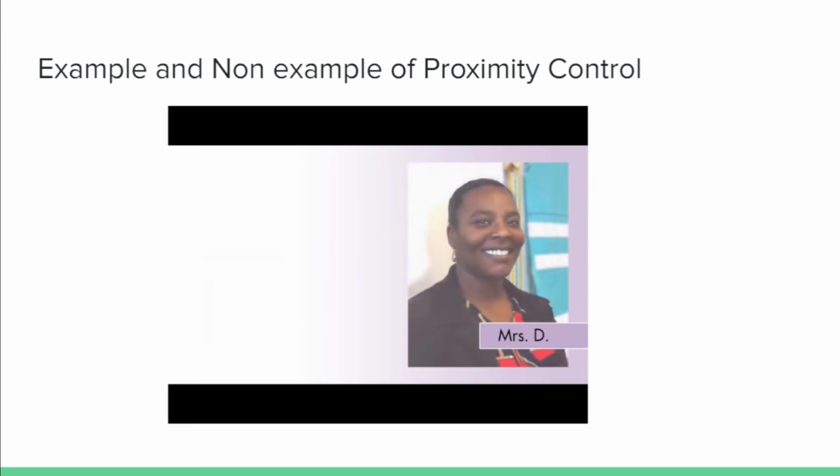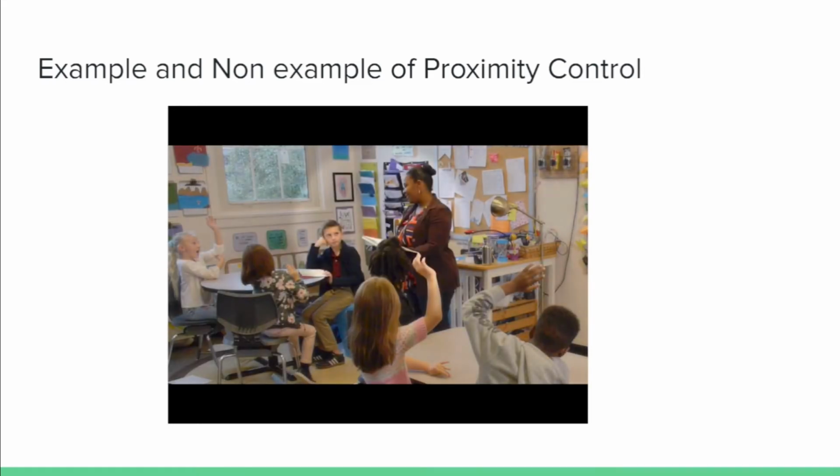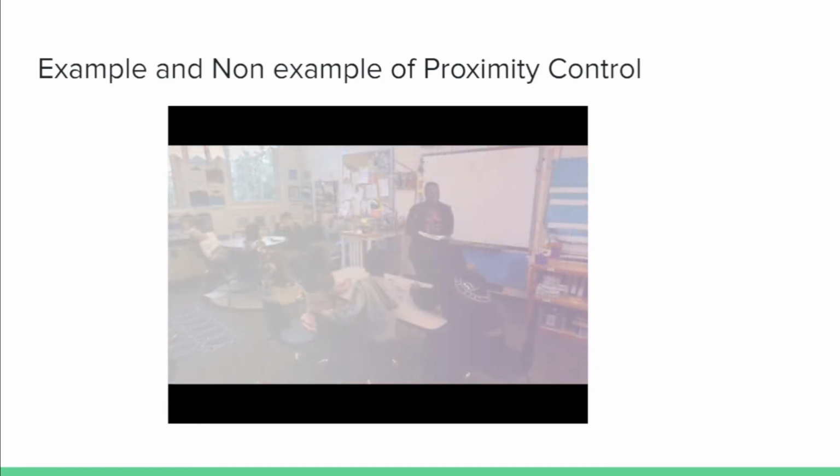Mrs. D expects her students to pay attention during classroom instruction. Jeremiah, however, is instead reading his journal. In this example, Mrs. D seamlessly implements proximity control to get him back on track. Take special note of how she addresses Jeremiah's behavior without interrupting the flow of her lesson.